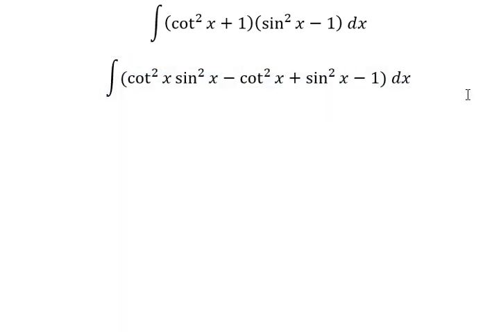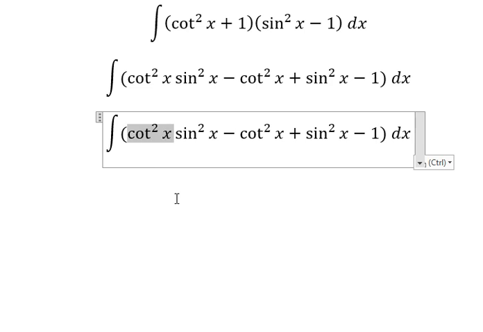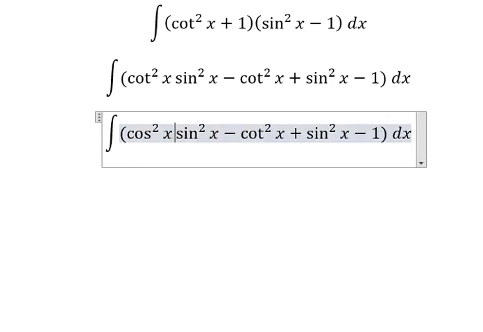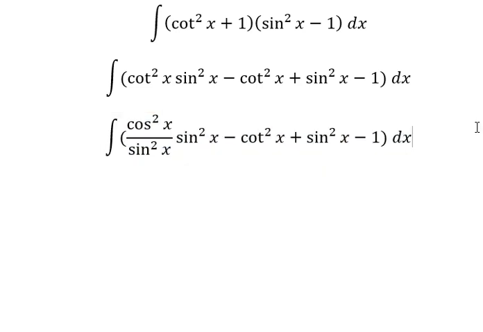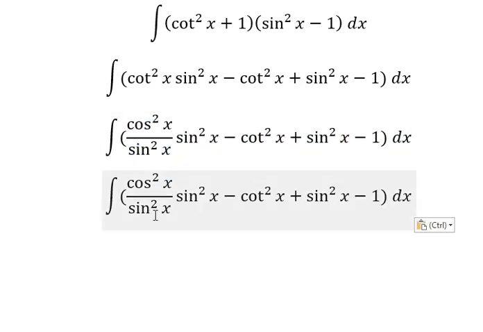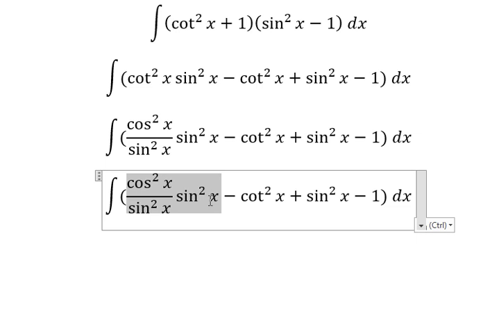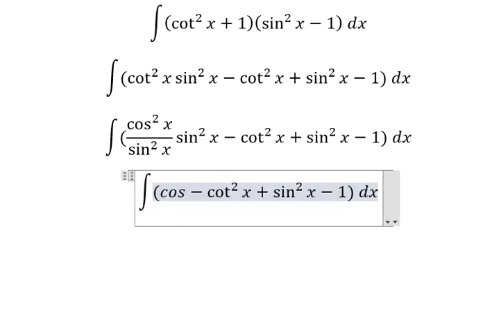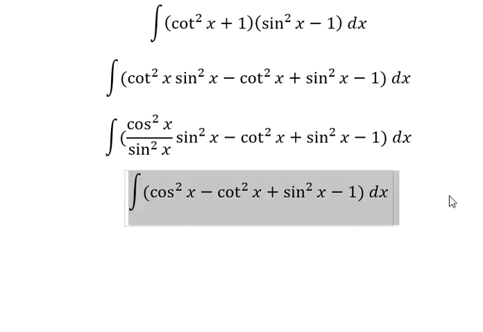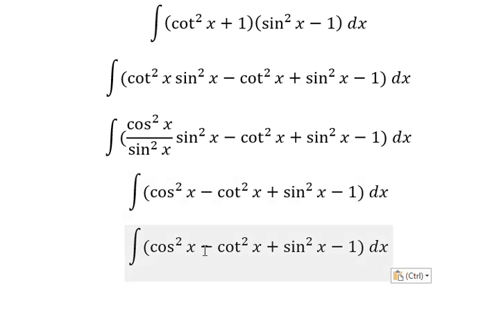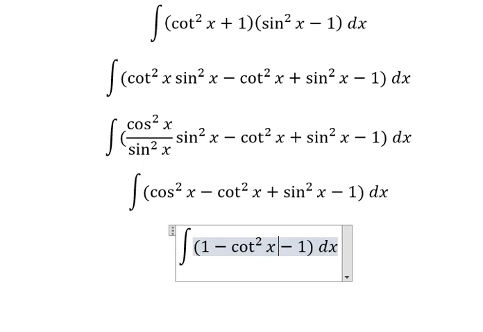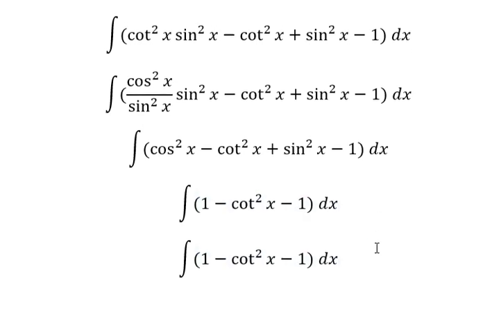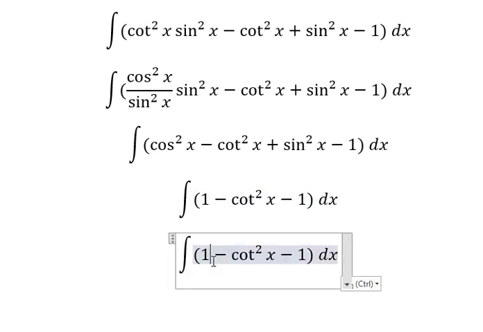Next, cotangent squared is cosine squared over sine squared. So sine squared we simplify, and we have cosine squared. Next, cosine squared plus sine squared equals 1. So 1 minus 1 we cancel.